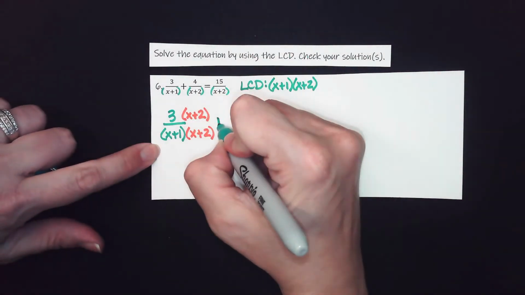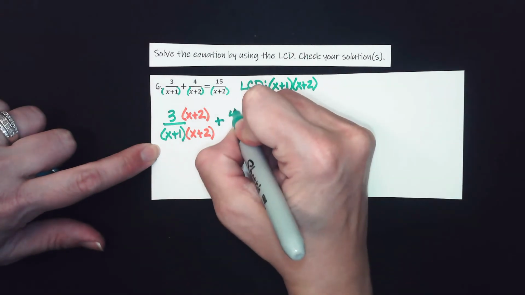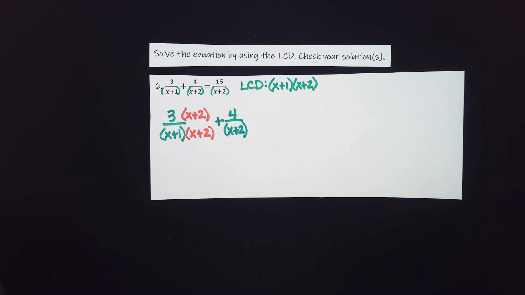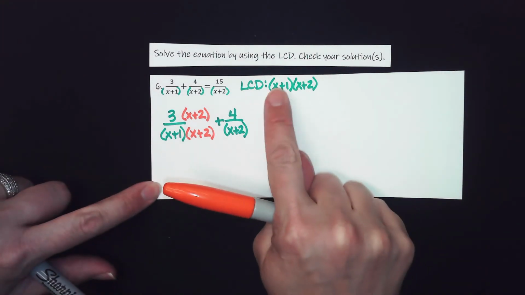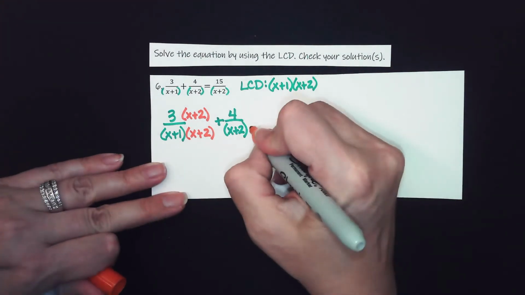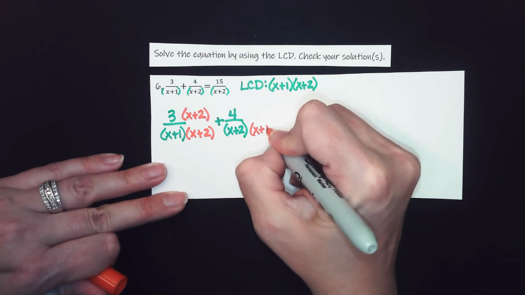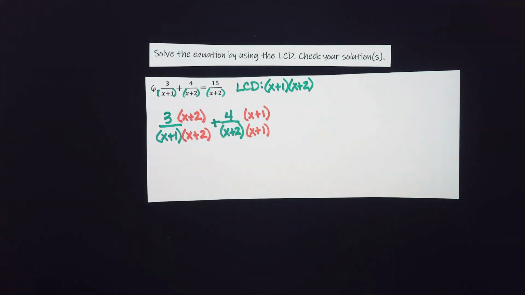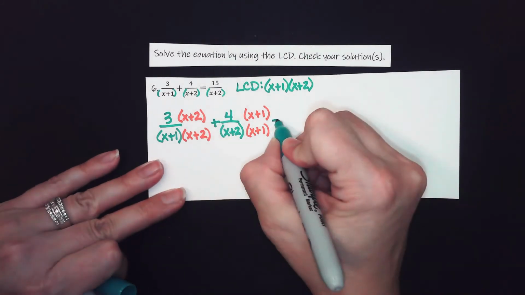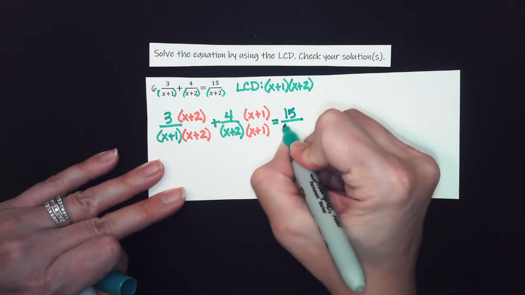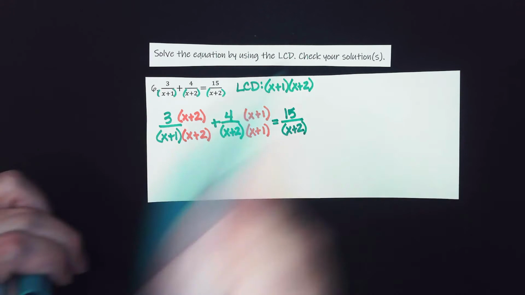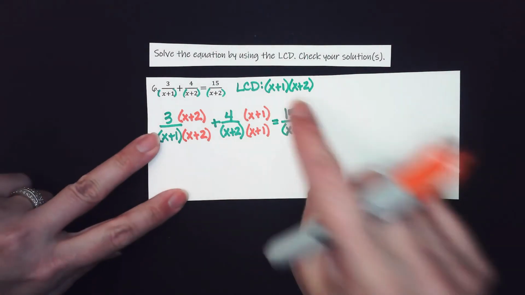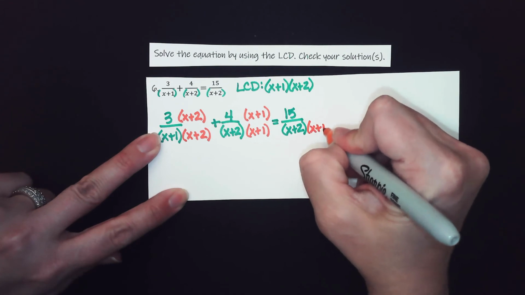All right. Continue your original equation. It has a plus, and it has a 4 over x plus 2. Okay. So that denominator has the x plus 2, but it's missing the x plus 1. So I need to multiply by the x plus 1, and I have to do it to the top as well. Then if I continue my original equation, it equals 15 over x plus 2. And again, my least common denominator says I have to have x plus 2, but it has to be multiplied by x plus 1. So I'm missing the x plus 1.